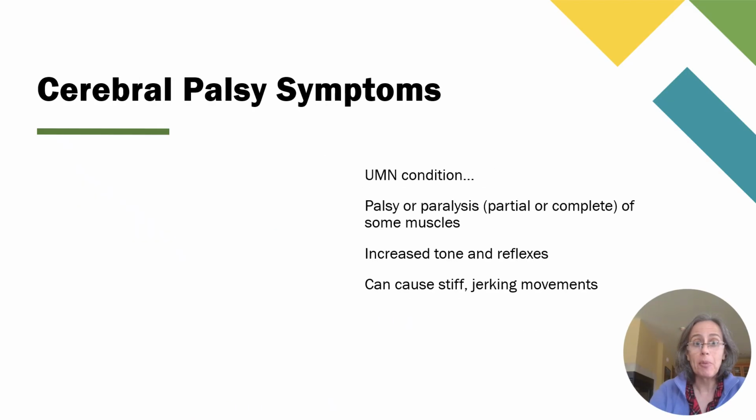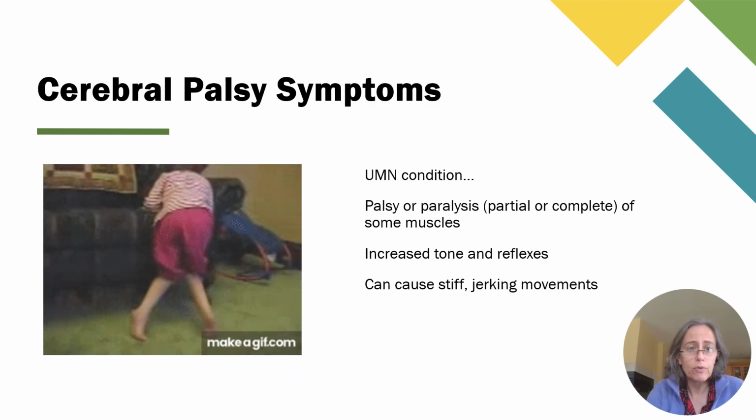So back to cerebral palsy. So it's an upper motor neuron condition. So we're going to have palsy or paralysis, which could be partial or complete, of some muscles, depending on which parts of the primary motor cortex are involved. And then we're going to have the increased tone and reflexes because it's an upper motor neuron condition, and these kind of stiff jerking type movements for those muscles that are still able to move.